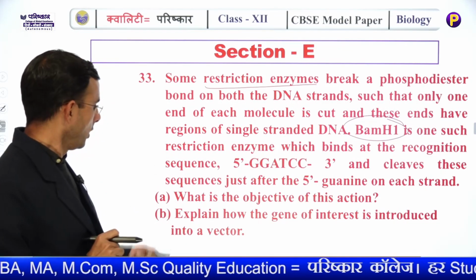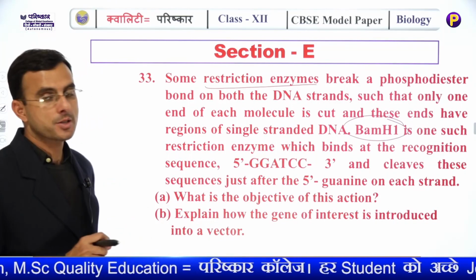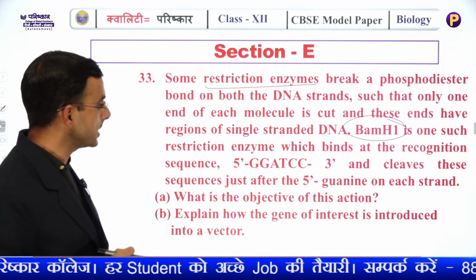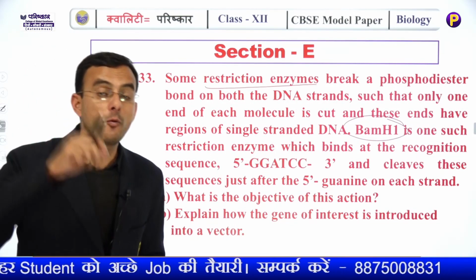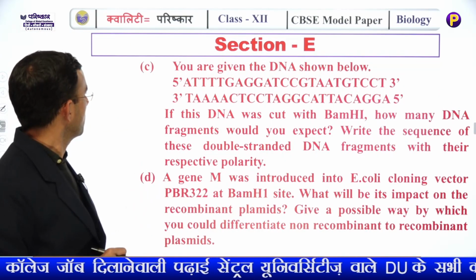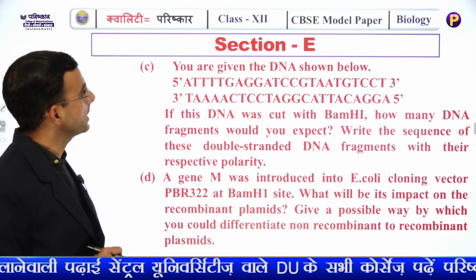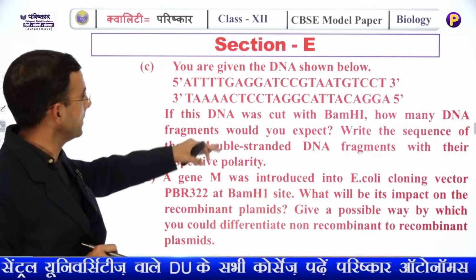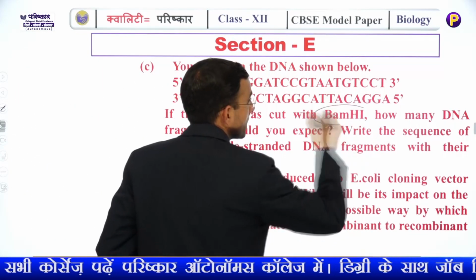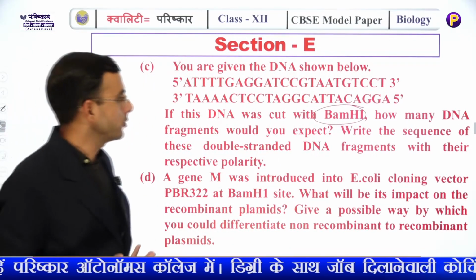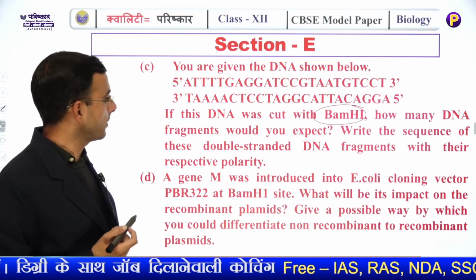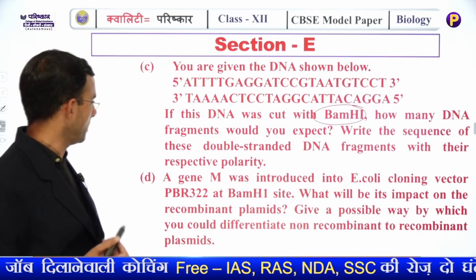So what is the question? What is the objective of this action? And the second one is: explain how the gene of interest is introduced in the vector, not in the genome. So these are the first two. The third one: you have been given a DNA sequence. If this DNA was cut with this restriction enzyme, how many DNA fragments would you expect? Write the sequence of these double stranded DNA fragments with their respective polarity.